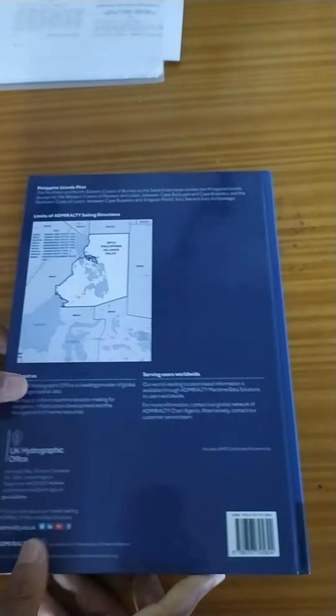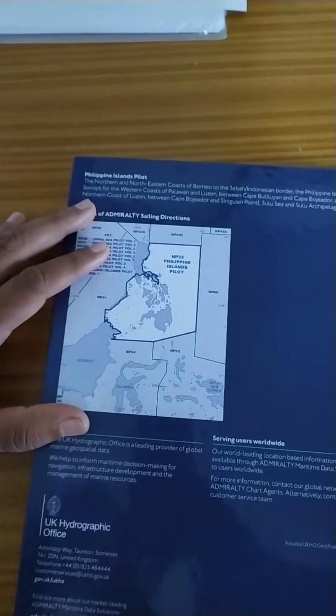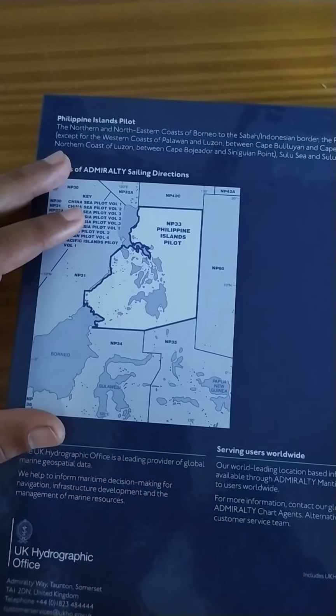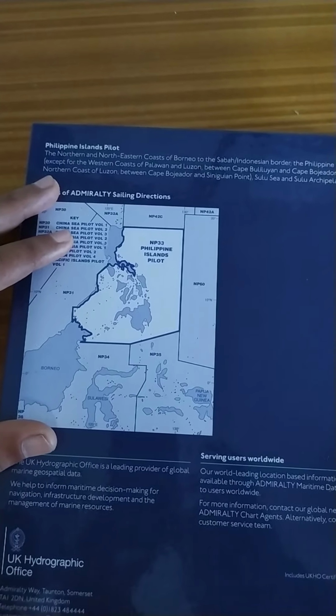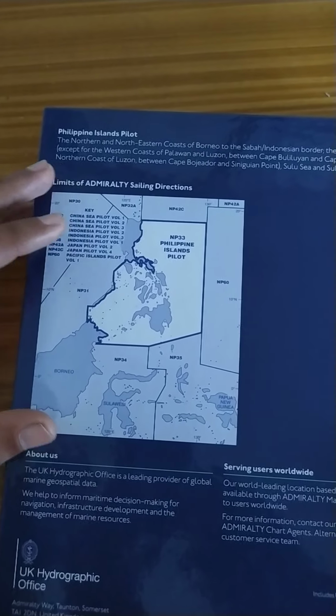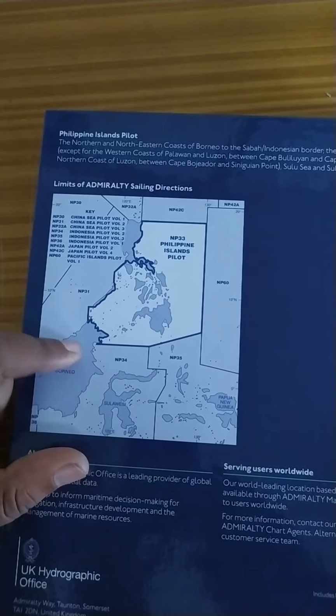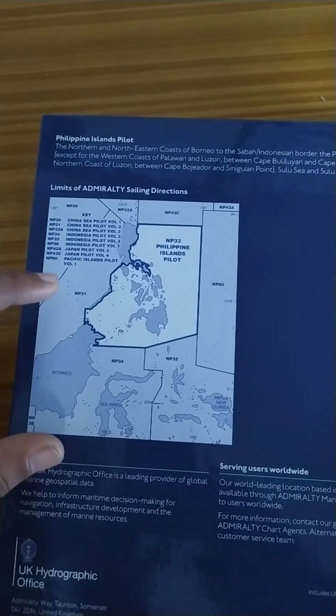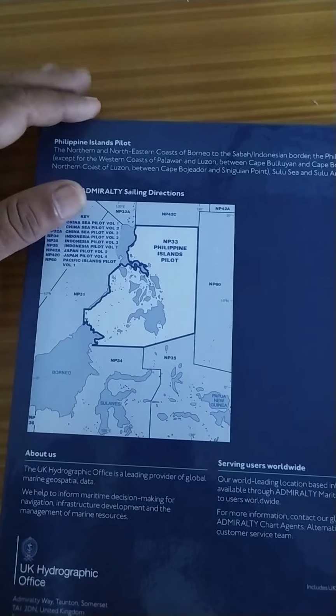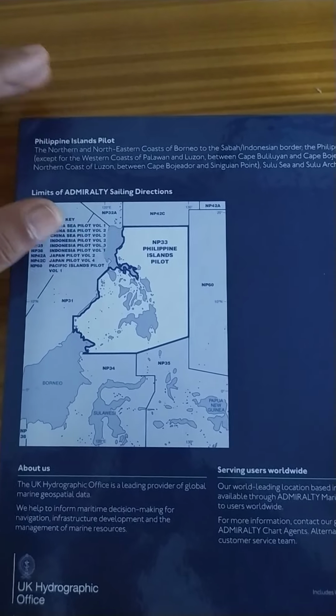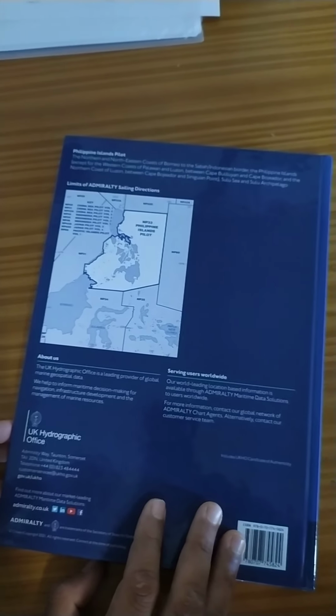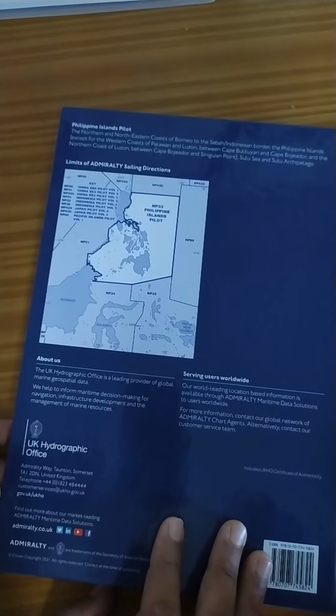ASD, there are a lot of volumes of ASD. To find the volume which you need, you should go to the Admiralty chart catalog, or else if you are sailing near to the next place, you can get it from the backside of this book. But basically the preference should be made to get it from Admiralty chart catalog.